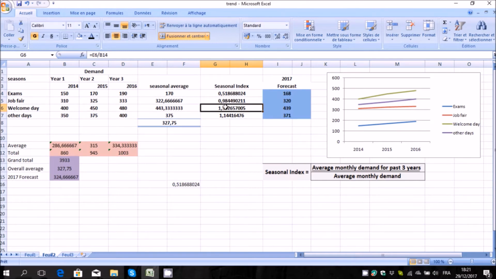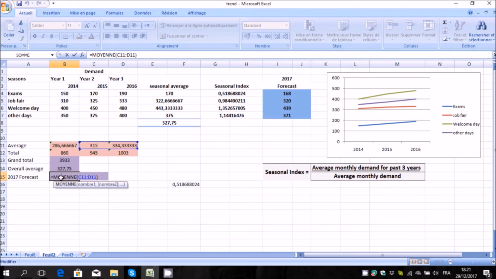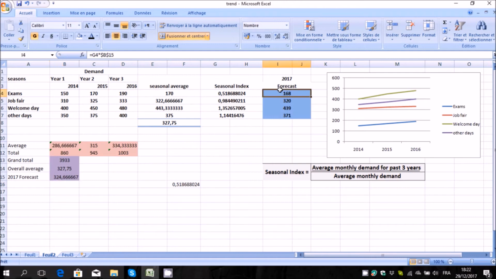Now, to find the forecast for the year 2017, we can actually do a 2-year moving forecast. It means using the average for these 2 years, or accepting a 5% growth from the previous year, for example. Let's just do the 2-year moving forecast. So we have the average of 315 and 334.34, it gives us 324.67.